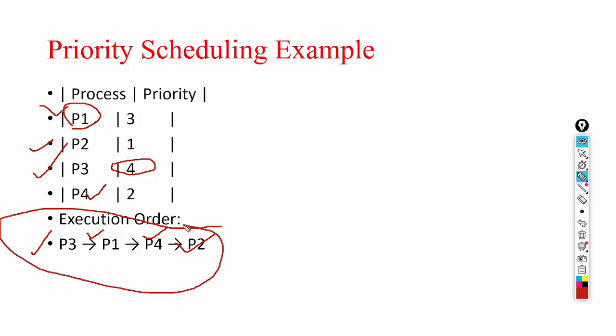How does priority scheduling work? It works based on the priority values. Whichever has the highest priority value will be assigned the CPU first.